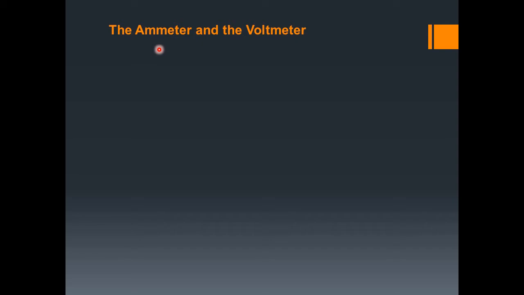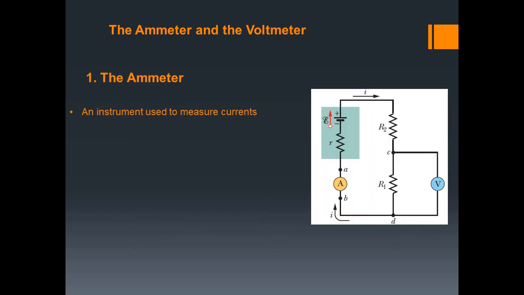We will discuss today the ammeter and the voltmeter. What is an ammeter and what is a voltmeter, and what is the difference between the two? So first of all, the ammeter. It is an instrument which is used to measure currents.